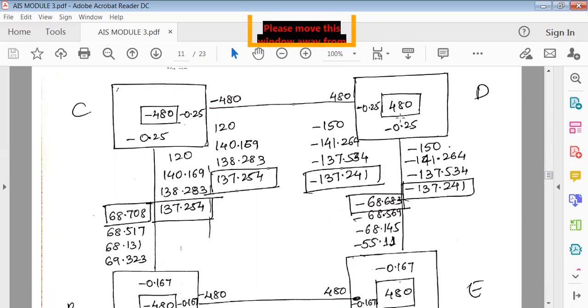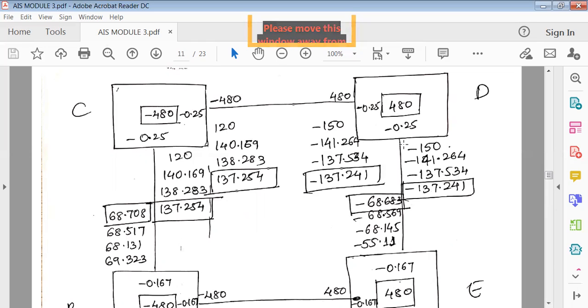Now come to joint D. Whenever you find out the next joint, you've already previously found out joint C, so whatever moment exists in the previous joint should be considered here. Here the previous joint happens to be C. So in that case, it is 480 plus 120, into minus 0.25, that is minus 150. Here also it is the same. So this rotation contributes to this portion, and similarly this rotation contributes to the lower portion.